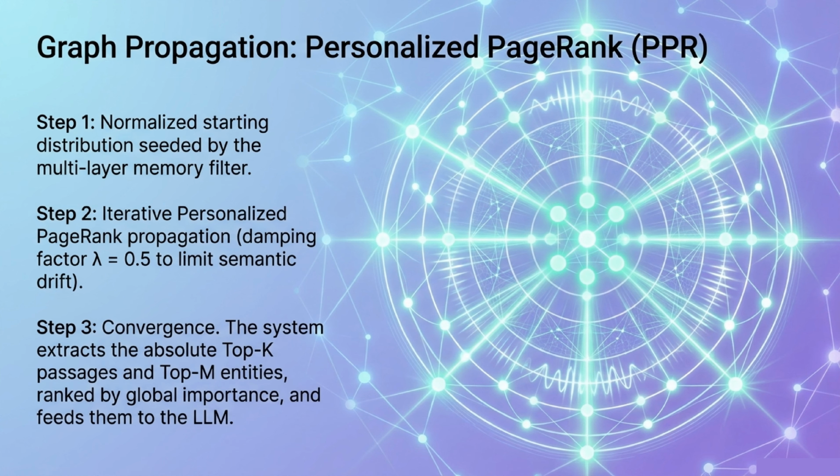Next is graph propagation using Personalized PageRank, or PPR. From a normalized starting distribution, the system iteratively propagates using a damping factor of 0.5 to limit semantic drift. Upon convergence, the system successfully extracts the absolute top K passages and top M entities, ranked by global importance, to feed directly into the LLM.